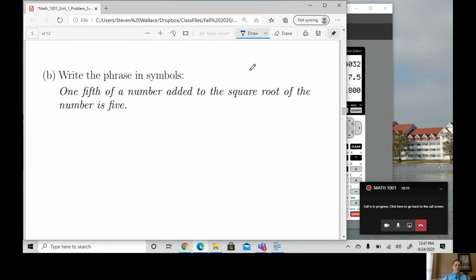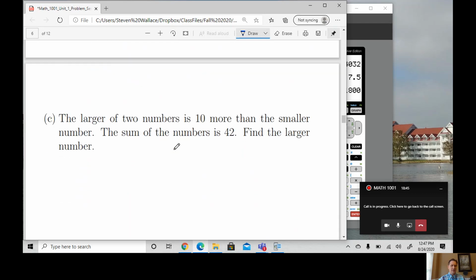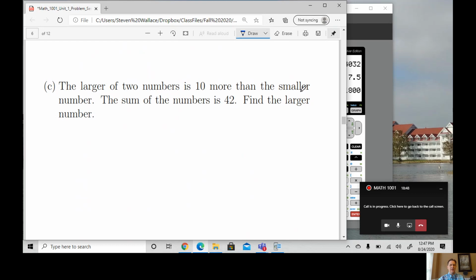1/5 of a number added to the square root. Oh no, this is not a linear equation either. Square root. Okay, so 1/5 of a number added to the square root of that number is 5. All right, so we're not going to have you do out equations like this, but you do need to be able to take English sentences and turn them into symbolic math. Now, here are applications of linear equations.